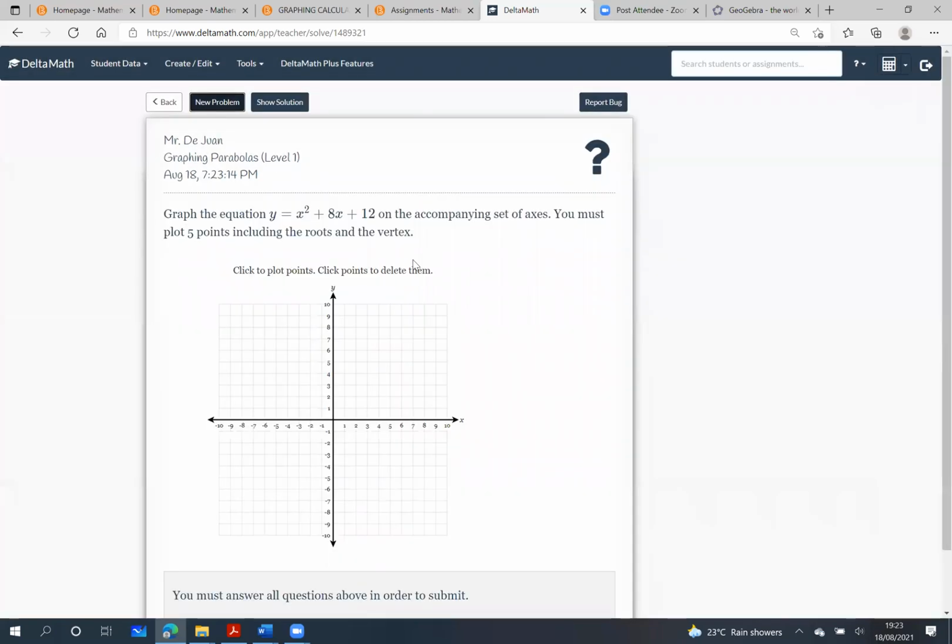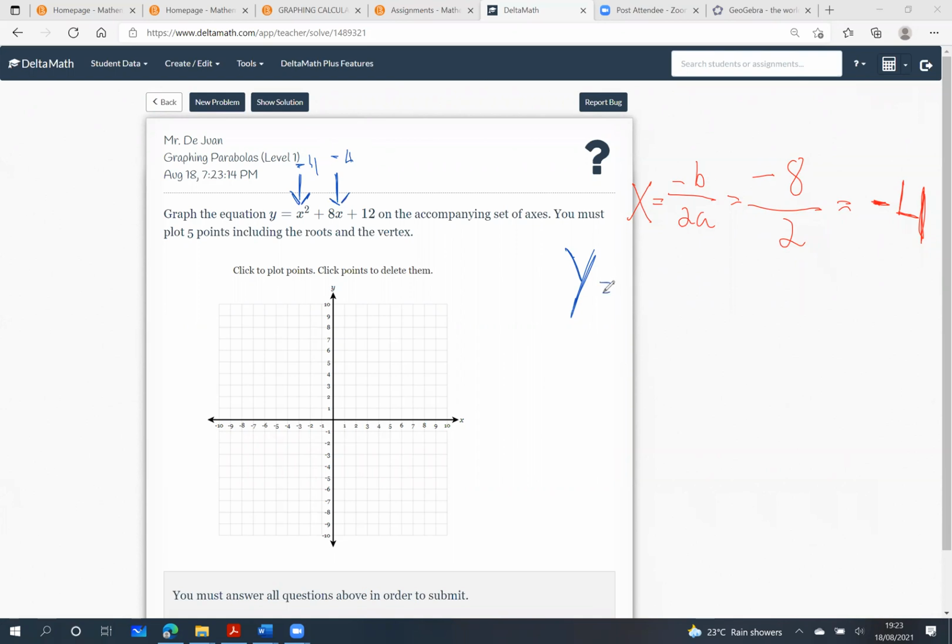Let's try one more using the method that we just did in class, the vertex formula. The vertex formula, x equals negative b over 2a. So negative b, negative 8. 2a, 2. Negative 8 divided by 2, negative 4. Now what are we going to do? How do we find what our y is? Well, our y we can find by inputting negative 4, inputting negative 4.